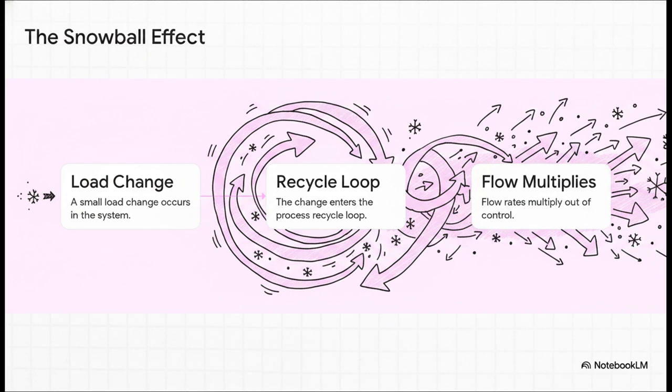Step 1, a seemingly tiny load change happens somewhere in the process. Step 2, that change sneaks into a recycle loop. Now, recycle loops are super common. They feed material back into the system to increase yield. But here's Step 3. Because of that continuous feedback loop, the small change starts multiplying. Suddenly, flow rates are wildly spinning out of control. A minor little hiccup rapidly accelerates into a massive surge.